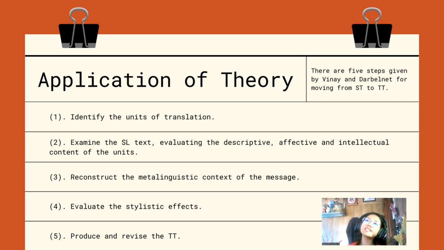There are 5 steps given by Vinay and Dalbernet for moving from ST to TT. First is to identify the units of translation. Second is to examine the SL text, evaluating the descriptive and affective and intellectual contents of the units. Third is to reconstruct the metalinguistic context of the message. Fourth is to evaluate the stylistic effects. And fifth is to produce and revise the TT.